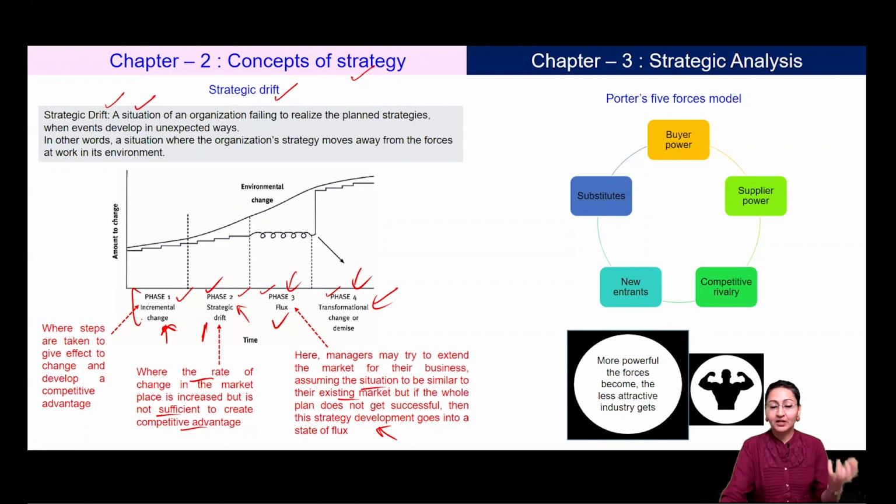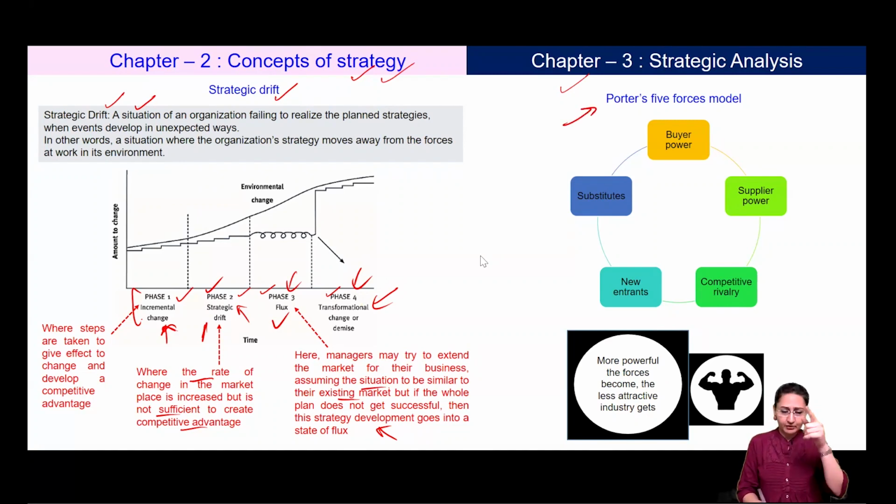That's the simple thing. So what we are supposed to learn here is stage 1, incremental change. Stage 2, strategic drift. Stage 3, it's a stage of flux where actually the market and your strategies start coinciding and the management starts realizing that their assumptions are not going well. And the last one is change or demise of the business. This was there on chapter 2. Let's come to chapter 3. Now this is where we start using all the models one by one.